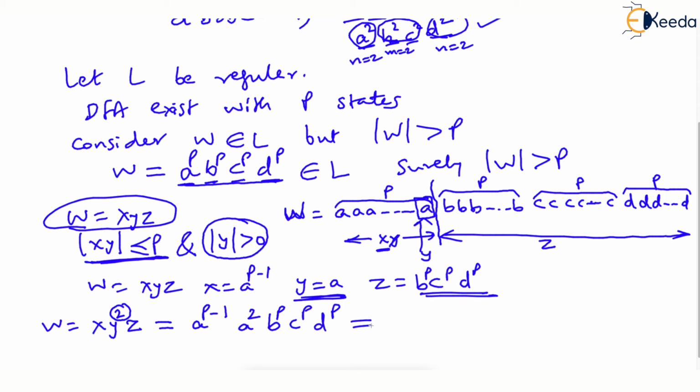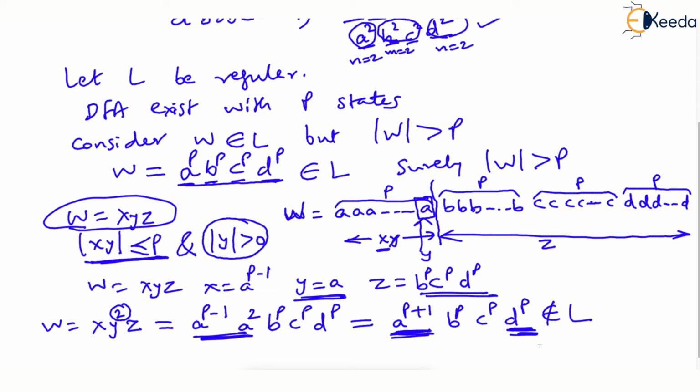What is this new string? Look, how many a's have you got here? You got a raised to p plus 1, number of a's. Number of b's are still p, number of c's are still p, and number of d's are still p. Now, this is not an element of L, because number of a's is larger than number of d's. Check, number of a's must match number of d's.